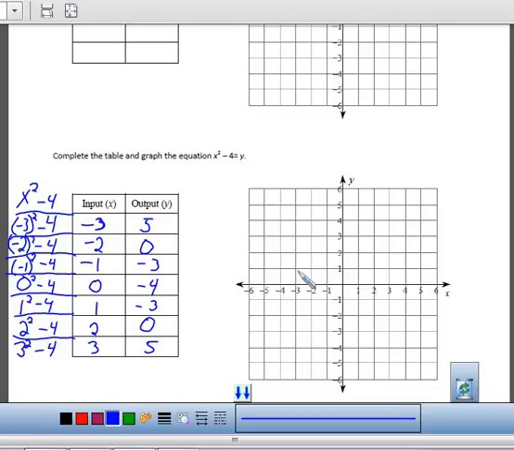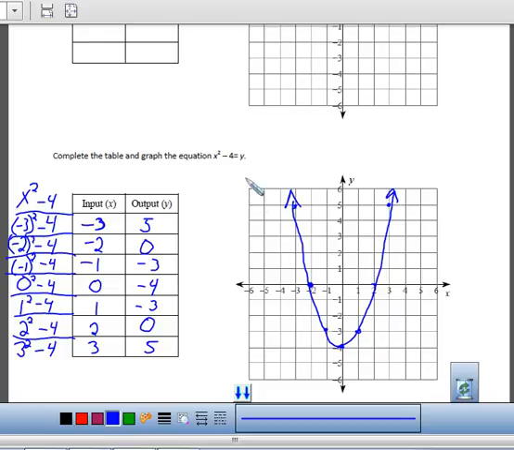Well, let's see what this graph looks like. So I go over to -3 up to 5. That's my first point. Over to -2 and just put a point there. Over to -1, down to -3, 0, -4. Keep plotting, and it looks like this. Well, that's a very interesting looking graph. This is not a V because it's kind of curved. It's actually more like a U.